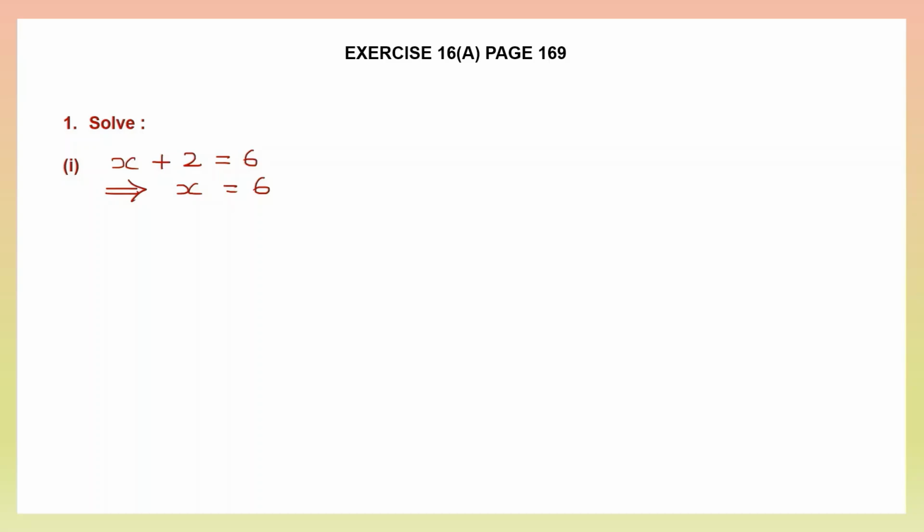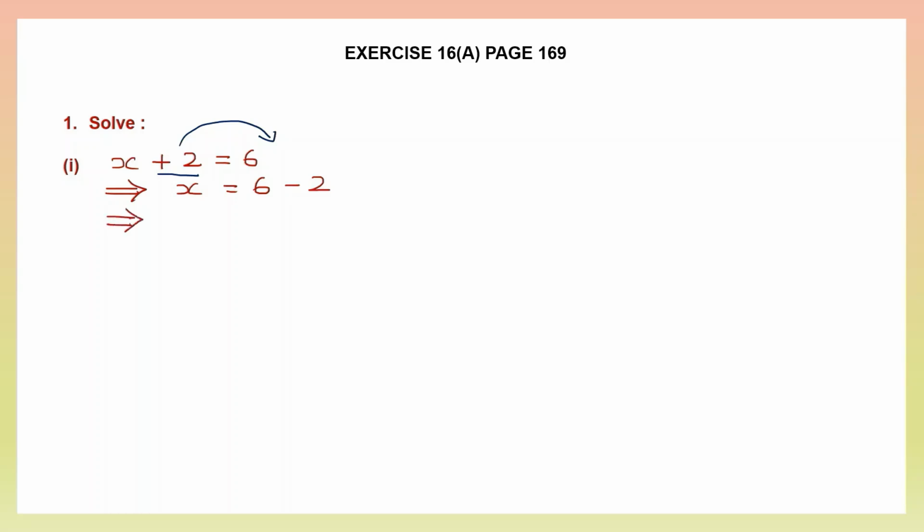Now we are going to transpose. That means I'm going to move plus 2 to the right hand side. It will now become minus 2. So plus becomes minus, minus becomes plus, multiplication becomes division, and division becomes multiplication. Okay, so here we have x is equal to 6 minus 2.